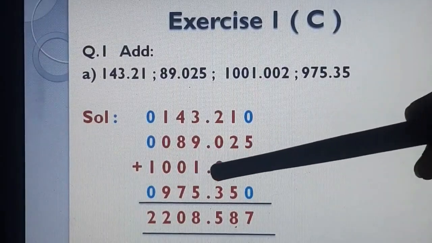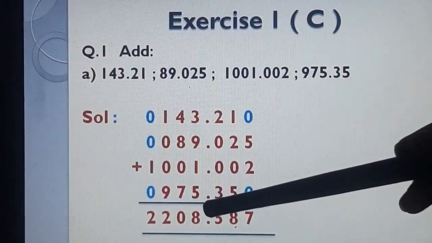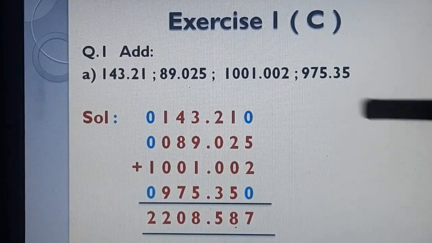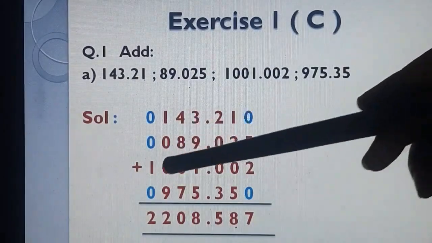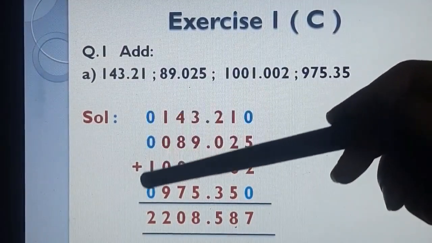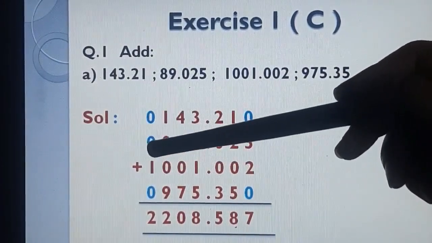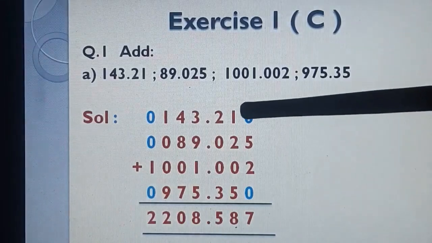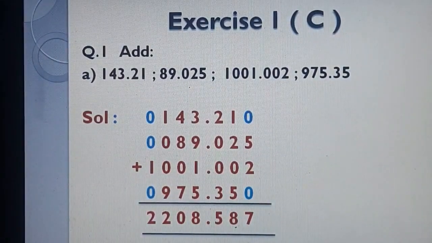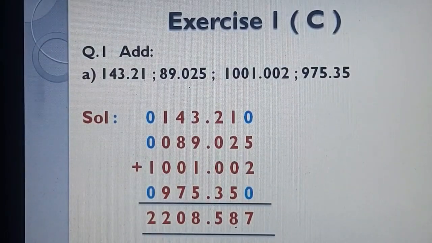After that, next is 1001.002 and then 975.35. Now see, we have written the given numerals. The places which are left, we have to write down their zeros. Like here 0, 0, because 1 is here and above this no number is there and below this also no number is there, no digit is there. So we will write down 0, 0, 0, 0 and here also 0 and 0. Are you observing from this given question that zeros are outside? We are not inserting 0 in the given numeral.